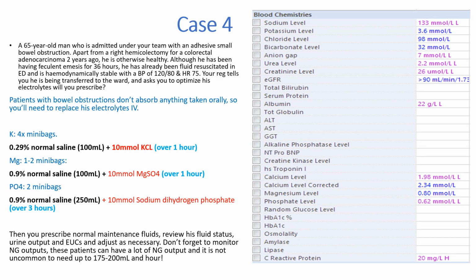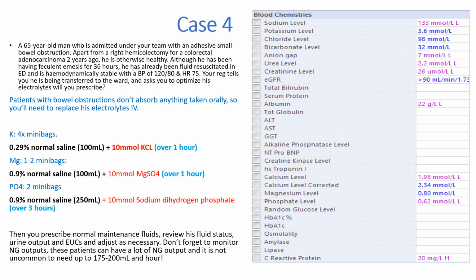So remember that patients who are nil by mouth and patients who have a bowel obstruction or ileus don't absorb anything given orally. So you need to, in this context, replace electrolytes IV. If you don't remember how oral or IV replacements equate to a change in serum levels, go back and have a look at that now, because it's important to know those basic guidelines so you know how much of each mini bag to prescribe. So if you look at potassium, he's 3.6.